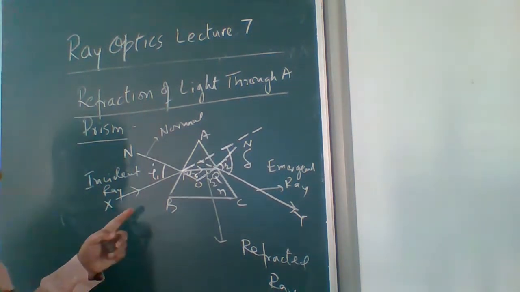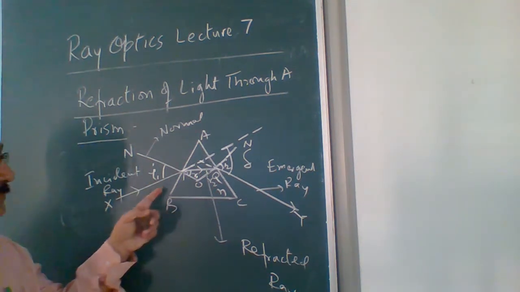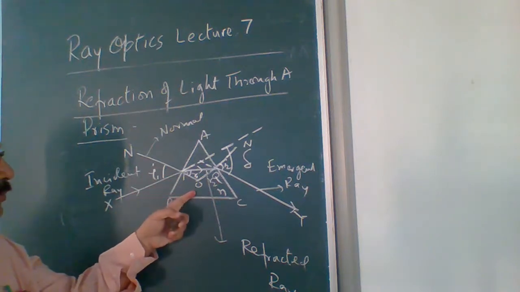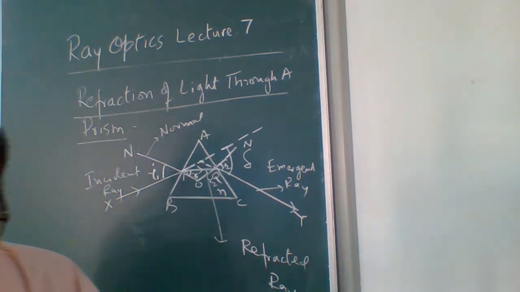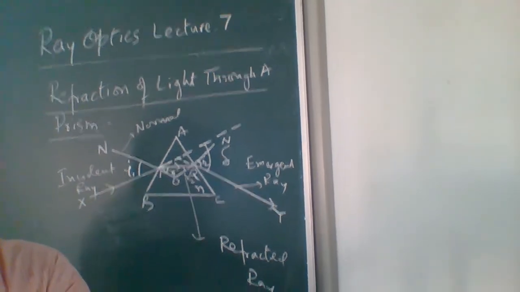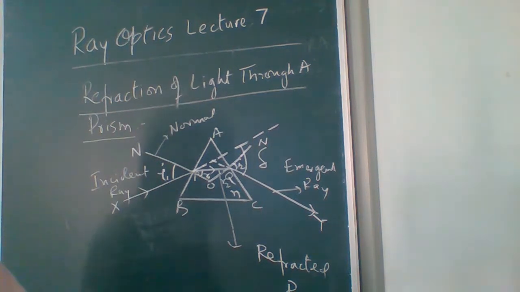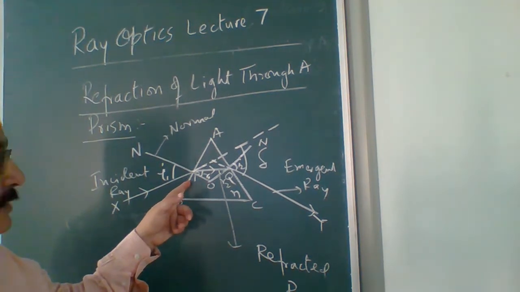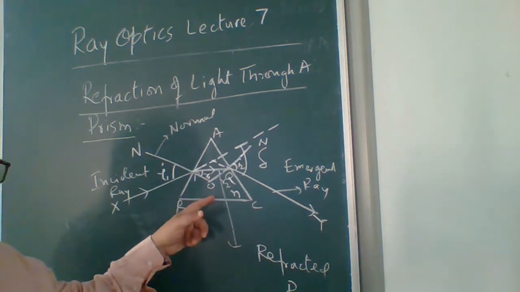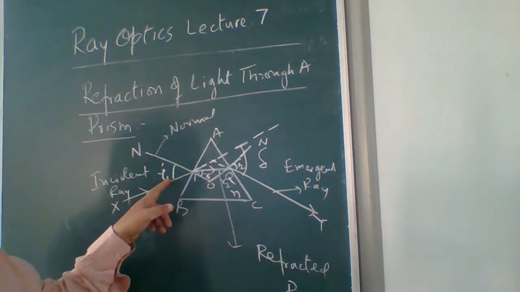Let me tell you once again, this is the incident ray, XP is the incident ray, and NPO is the normal at point P. For a closer look, I will just bring the camera closer. I think now it is very easy to see.